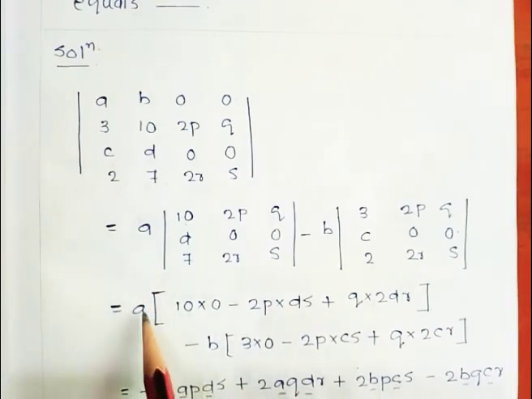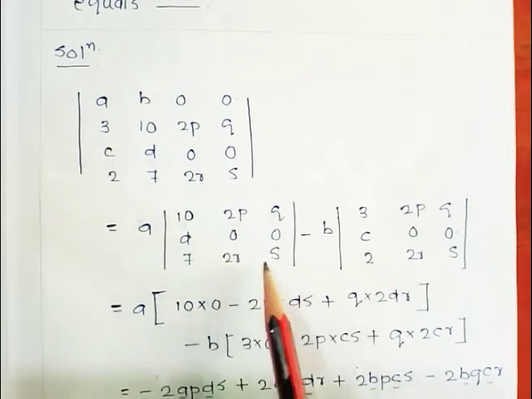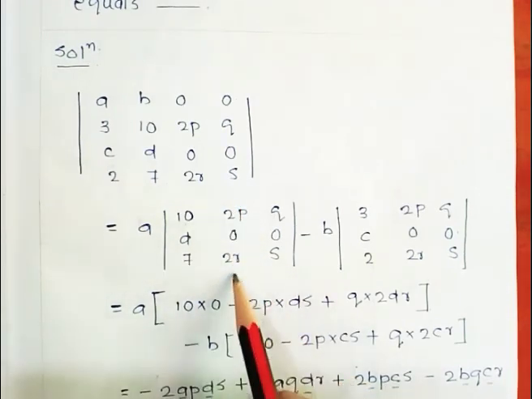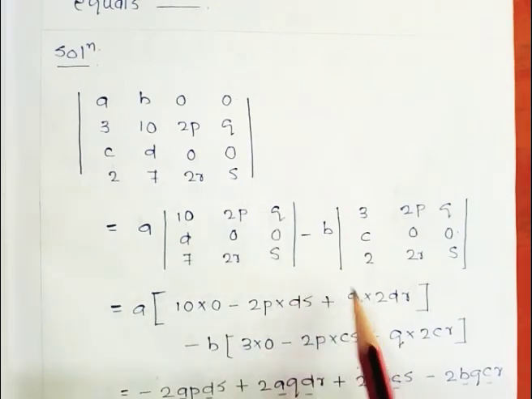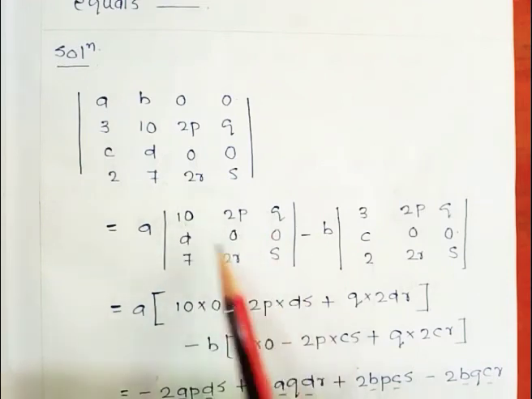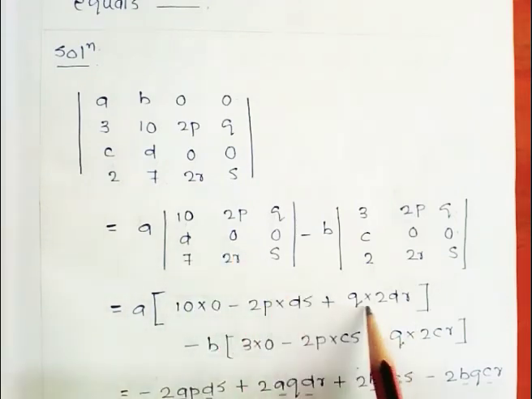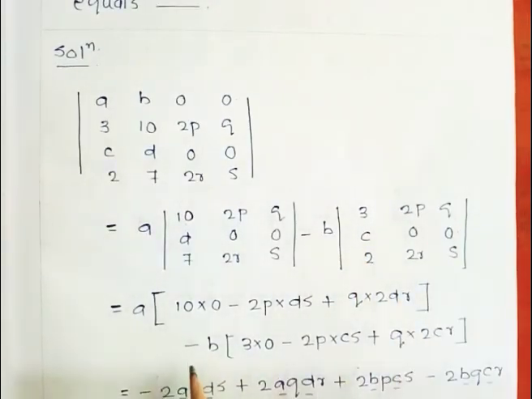So this is equal to A into the determinant of this. Ten into the determinant of its portion, 10 into 0, minus 2P into eliminating this column and row, D into S minus 7 into 0, so minus 2P into DS. Similarly Q into D into 2R minus 7 into 0, which becomes Q into 2DR. Similarly, computing the other determinant, we get minus B into 3 into 0 minus 2P into CS plus Q into 2CR.